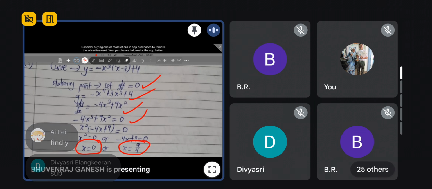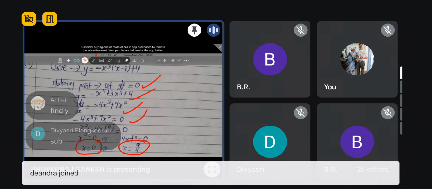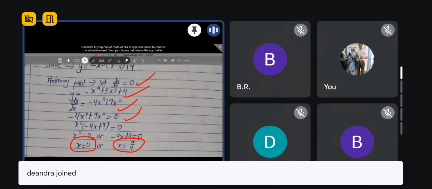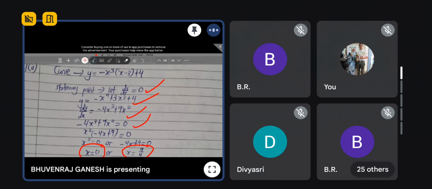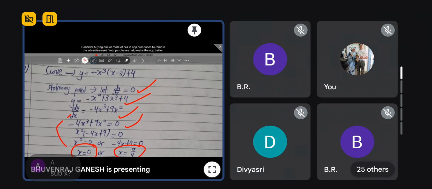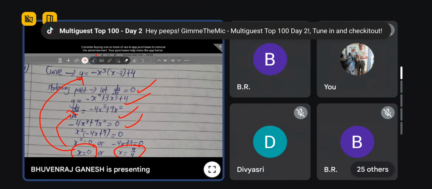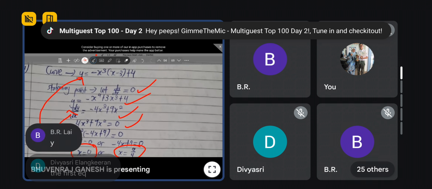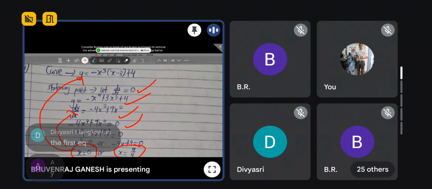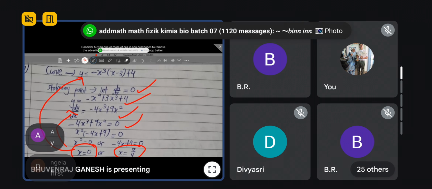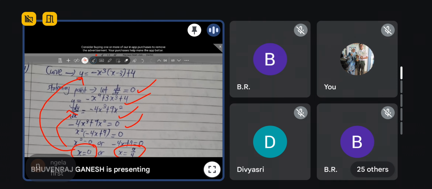Apa langkah seterusnya? Yes. Okay, sub. Where do you sub? Do you sub inside this one, or do you sub inside this one? Mana satu? Yes. Remember guys, always sub inside the y. Don't substitute inside dy dx. Okay, your x coordinate kena substitute dalam persamaan lengkung, the curve equation. Always substitute to the original one.